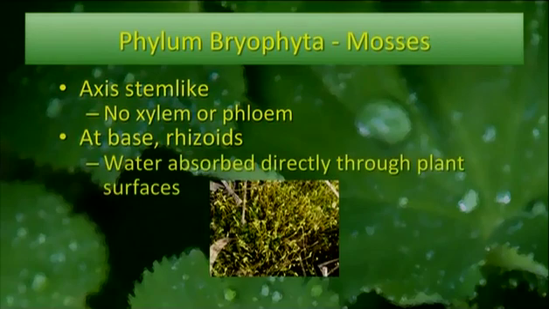But water is absorbed directly through plant surfaces, whether it's the so-called leaves or part of the stem or part of the rhizoids. So most water is absorbed directly through the plant surfaces.